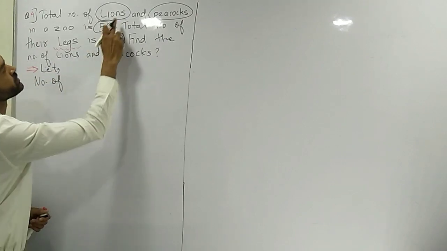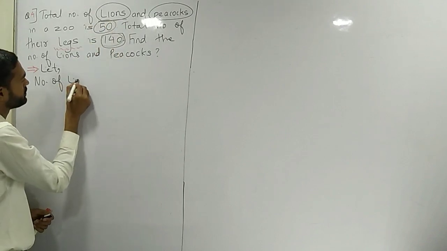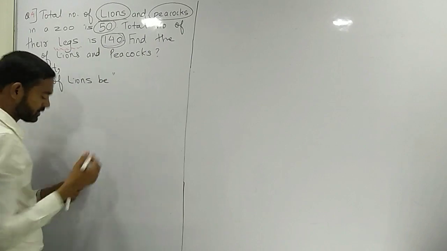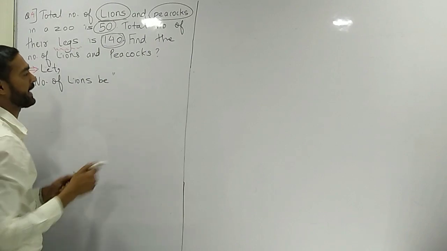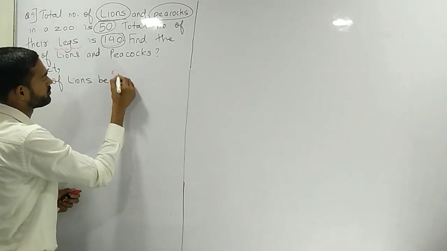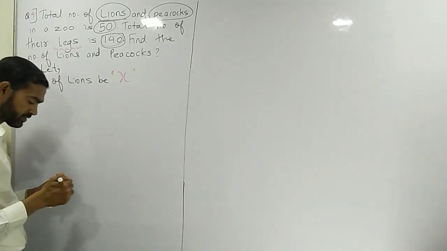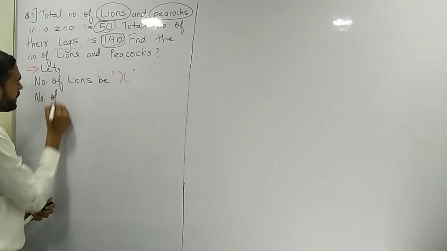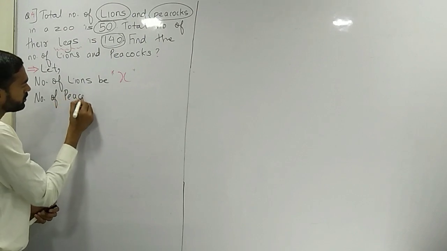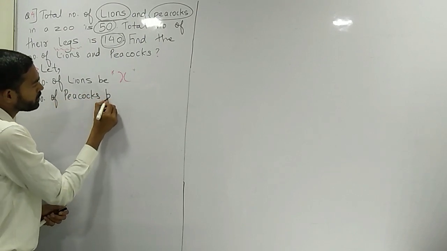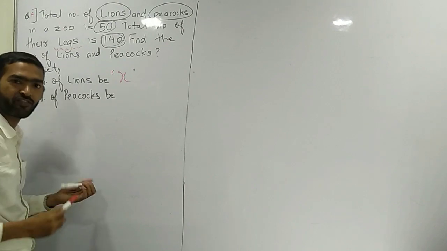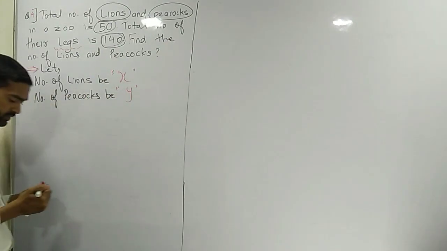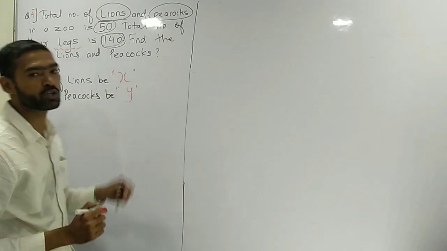So first assumption: the first animal is what? Lion. Let the number of lions be how much? Let us take them as X. Right? Second name is what? Peacock. So we'll write the number of peacocks as Y. The second alphabet we'll take is what? Yes, Y. Clear? Now again back to the question.